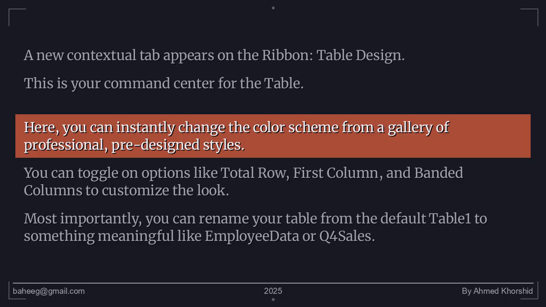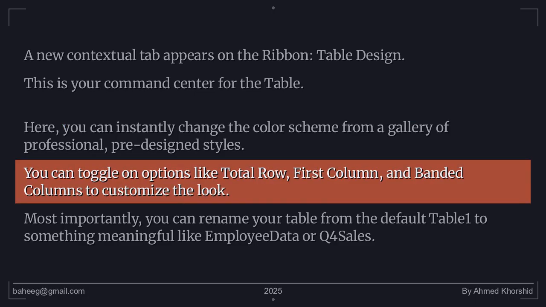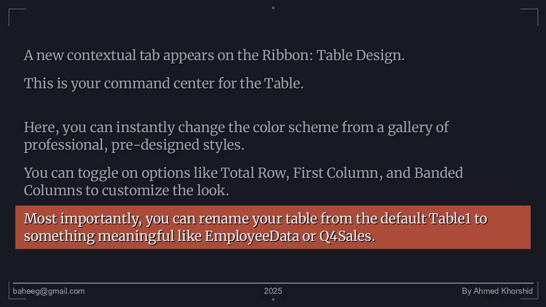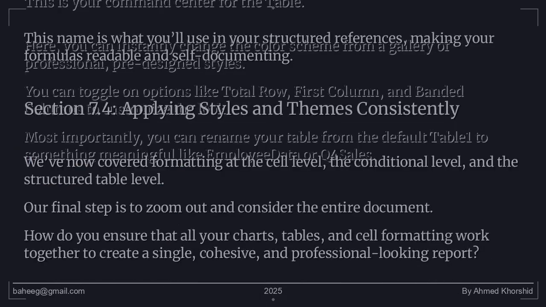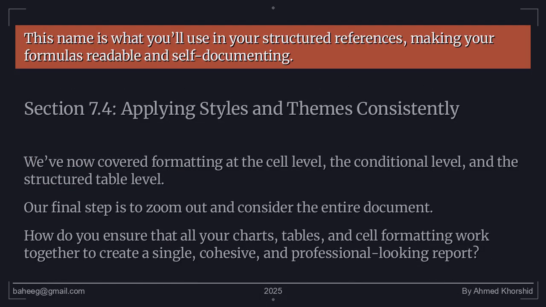Here, you can instantly change the color scheme from a gallery of professional, pre-designed styles. You can toggle on options like total row, first column, and banded columns to customize the look. Most importantly, you can rename your table from the default Table 1 to something meaningful like Employee Data or Q4 Sales. This name is what you'll use in your structured references, making your formulas readable and self-documenting.